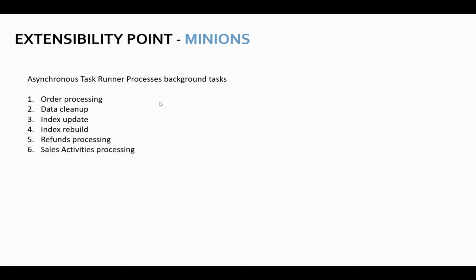Now minions. So minions are the roles in the Sitecore commerce, which are basically used as backend services, which process the order, data cleanup, and index update and rebuilds. For the payment processing, we use them for the refund and sending those order details to the backend SAP system, and to process the sales activities and the processing.